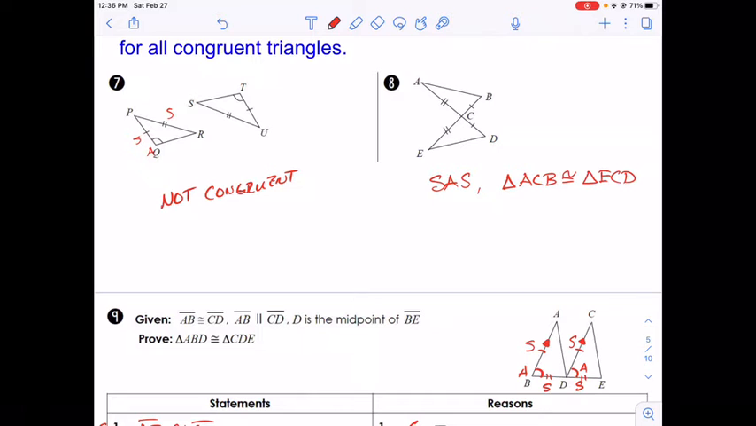In this problem here, you should have gotten side angle side. We have a side here, side here, side here, side here, and by vertical angles, these two angles are the same. So we have the angle in between the two sides, so it's side angle side. So triangle ACB is congruent to triangle ECD.